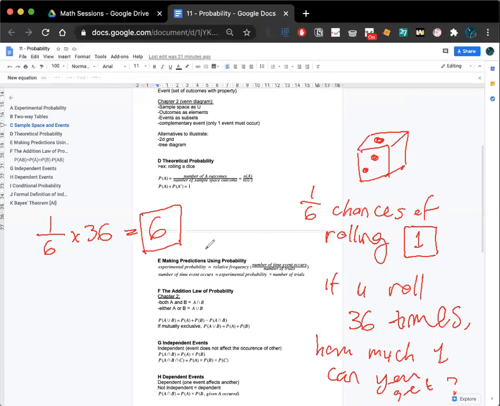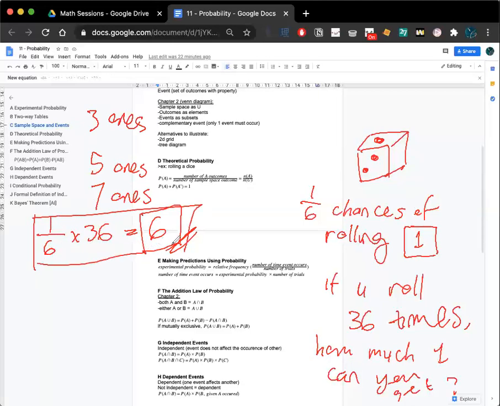So there are chances when you roll a dice 36 times, you might get 5 ones, or perhaps 7 ones, or there are even times when you might only get 3 ones, which is incredibly rare, but possible because of the random nature of rolling a dice. But with this, we can get the average approximation of the number of times you get the event.